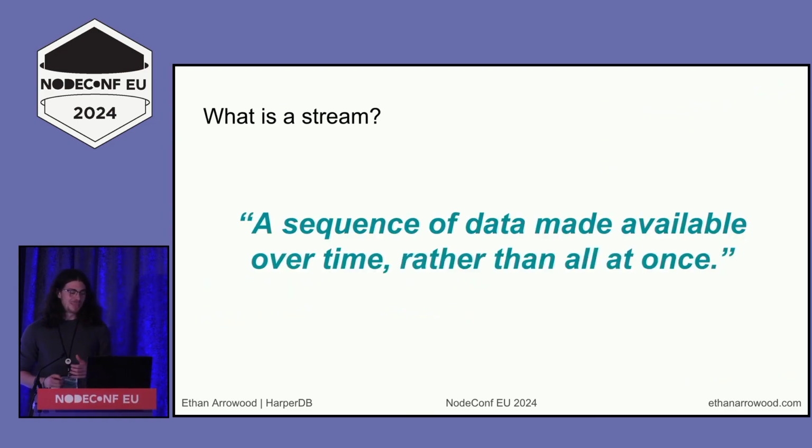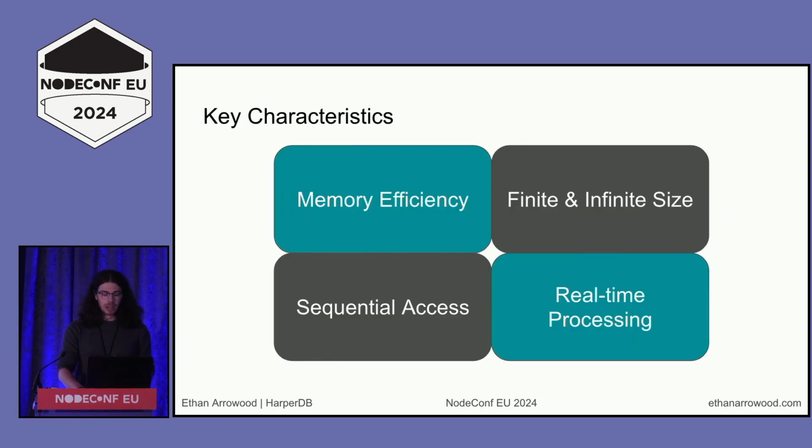So, what is a stream? A sequence of data made available over time rather than all at once. There's some key characteristics we'll go over: memory efficiency, finite and infinite size, sequential access, and real-time processing.